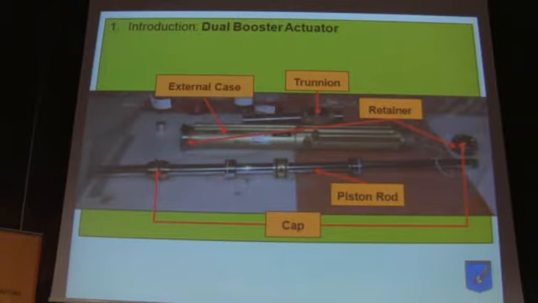How is this dual booster actuator made? It is made of two main parts: the piston rod, located inside the external case, and closed at the ends with two bronze caps, locked by two screwed retainers. The actuator is linked to the aircraft by a trunnion. It's a pivoting point and is the only link with the aircraft.